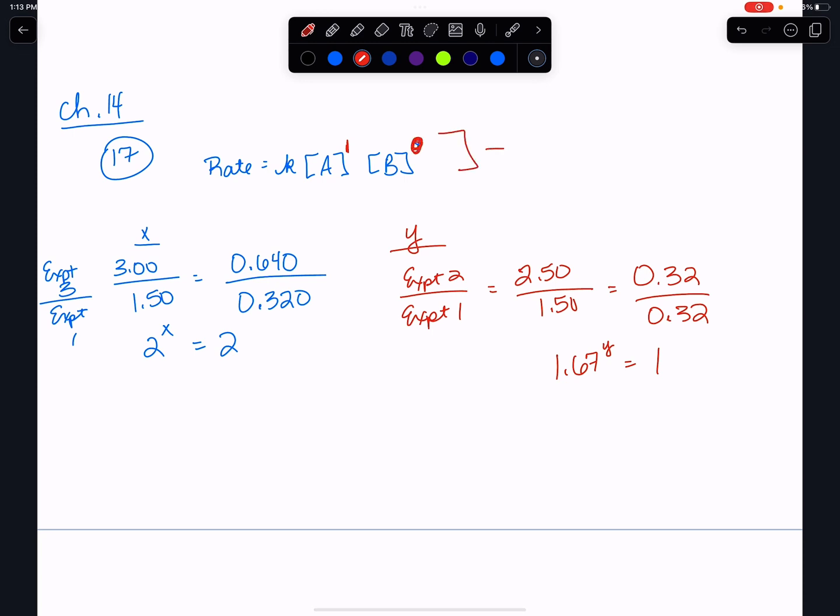So what that's telling us is that the rate law looks like this: rate is equal to some constant k times the concentration of A. Now, to figure out the rate constant, we just pick any experiment and we take the rate and we divide it by the concentration of A. And that's number 17.